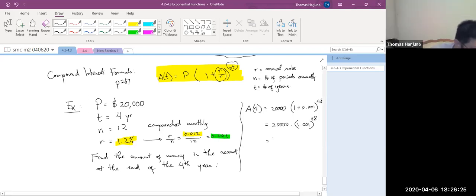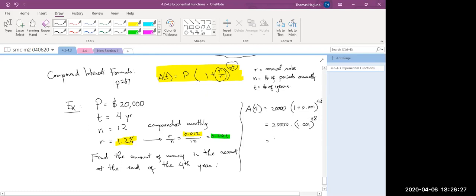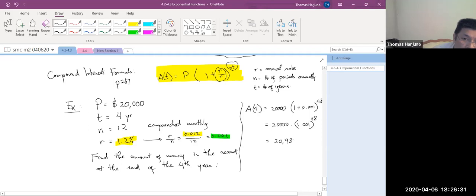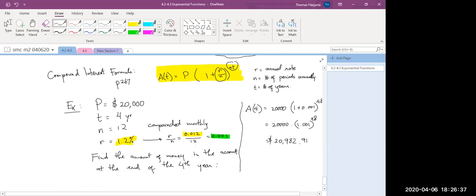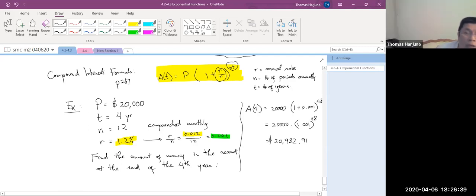What do you get? 20,982, with how many cents? 91 cents. Yeah, we round it to the nearest cent, right? Now, I think it's because the interest rate is so low, it's 1.2%, such that in 4 years, we only earn $982.